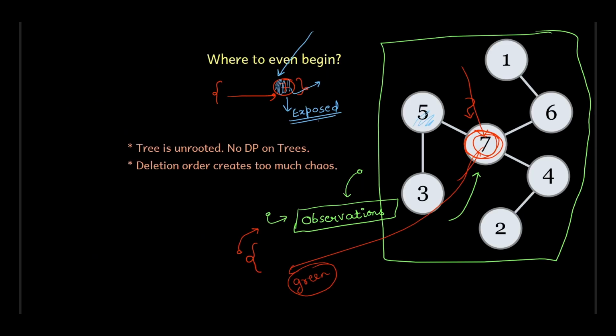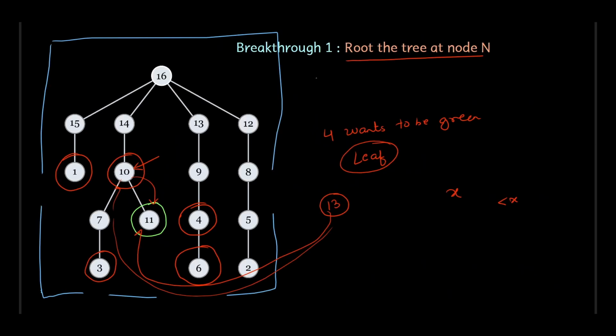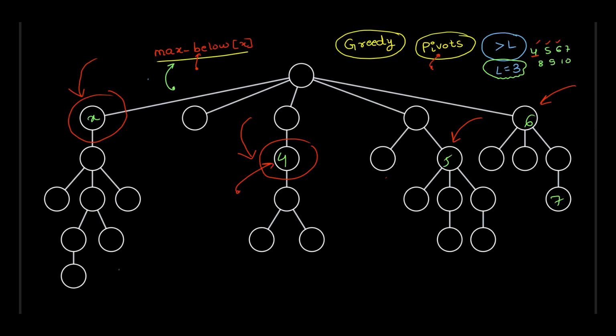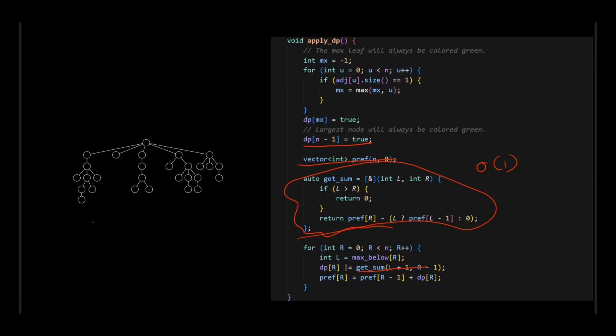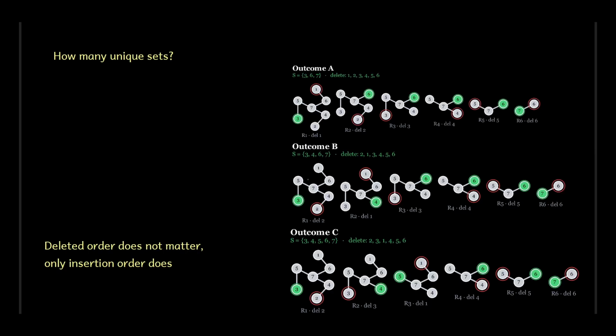So try to pause this video and think about the solution. This solution is actually very trivial if you have actually understood the greedy strategy of taking a pivot and then deleting this. So take a minute to pause this video and think about the solution. You have to find out how many unique sets are there. So how do we solve this version of this problem?